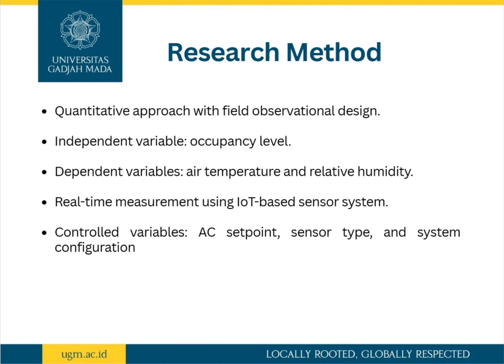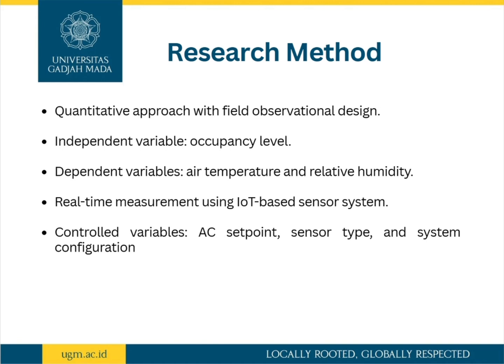For our experimental setup, we defined three categories of variables. First, our independent variable is the occupancy level. We are specifically looking at how the number of students inside the room fluctuates and influences the environment. Second, our dependent variables are air temperature and relative humidity. These are the two primary metrics we are tracking to determine the thermal comfort index. Third, to ensure consistency, we established control variables. We kept the air conditioner set point constant and maintained a fixed system configuration and sensor type throughout the observation period.